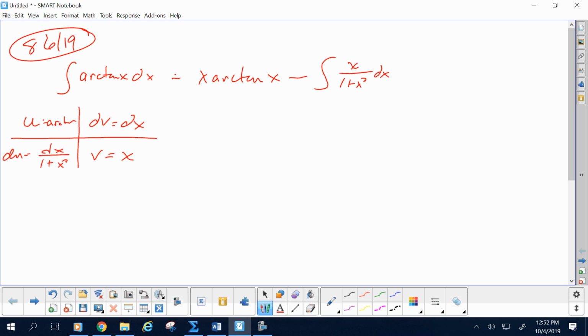How are you going to integrate that? U sub. Actual U sub or mental U sub? All right, mental. What's U? 1 plus x squared, yeah? So what's du then? 2x dx. So do you have a 2x dx?